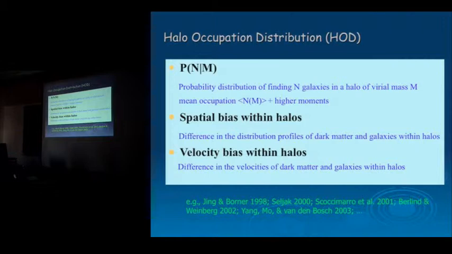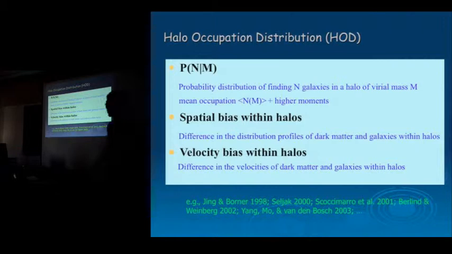The second aspect of the halo occupation distribution is the spatial bias within halos: how galaxies are distributed spatially inside halos with respect to the dark matter distribution. The other aspect is the velocity bias within halos: how galaxies move inside the halos with respect to the dark matter. The halo occupation distribution has been applied to model galaxy clustering very early on. There are also some related frameworks, such as the conditional luminosity function introduced by Yang, Mo, and Van den Bosch. All these try to establish a framework to describe the relation between galaxies and dark matter halos.